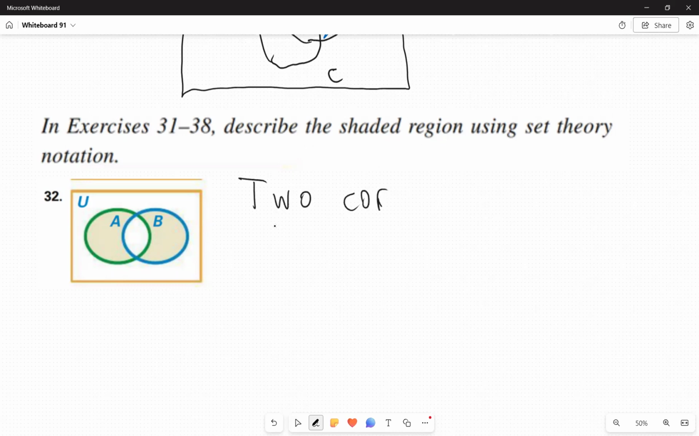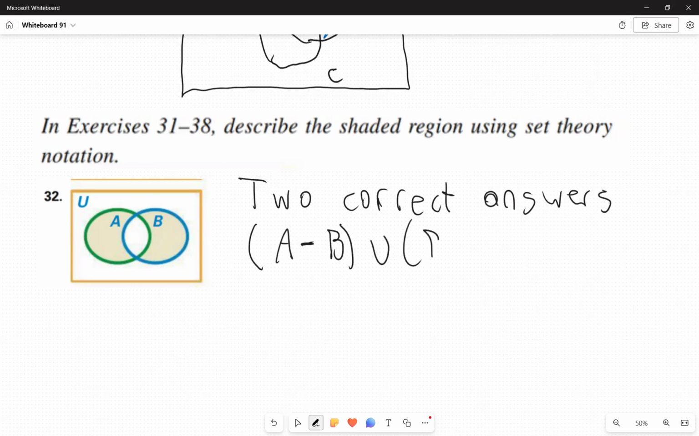And I mean, it's up to you. Whatever answer you find, they are both correct. There is no answer that is better than the other one. And I don't see one that is simpler than the other one. So the region on the left is A minus B, and the region on the right is B minus A. So we can take the union of that. A minus B union B minus A.